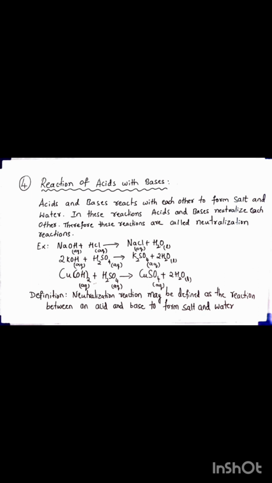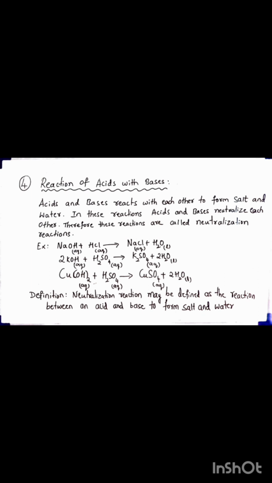The aqueous solution of sodium hydroxide has sodium cations and OH minus anions, and the aqueous solution of hydrochloric acid has hydrogen cations and chloride anions. The sodium cations interact with chloride anions to form sodium chloride. The hydrogen ions interact with hydroxyl anions to form water.